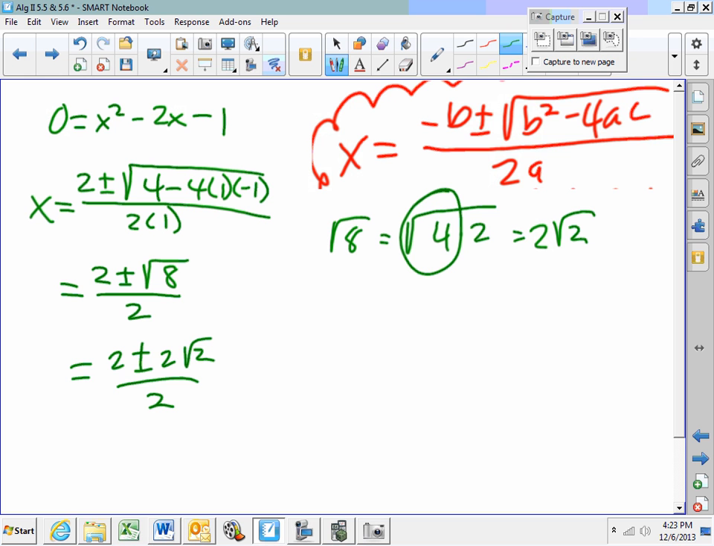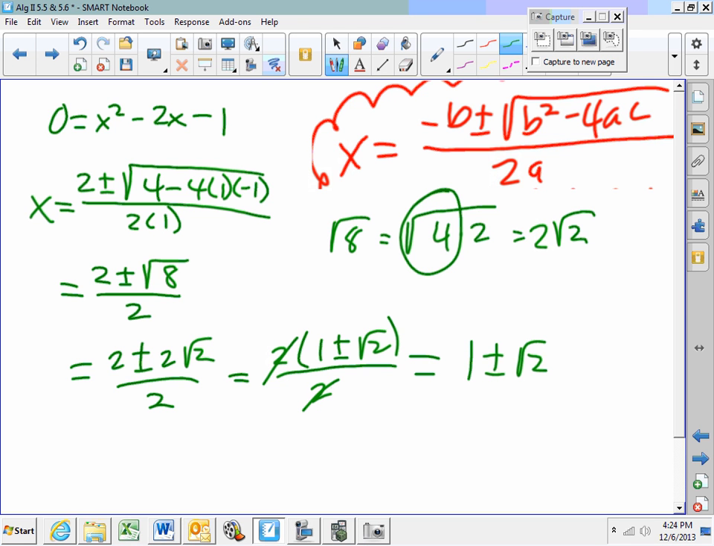Now guys, you can only simplify fractions if you can cancel factors. But in this case, there's a factor of 2 in the numerator, and there's a factor of 2 in the denominator, and those 2's can be factored out, so you have 1 plus or minus square root 2 for your answers on this one. Now notice you get irrational answers here. It wasn't all that difficult, but you do get irrational answers. So this one would not have factored. You could have completed the square, but it wouldn't have factored.